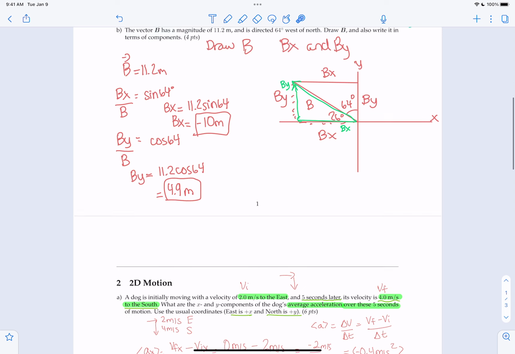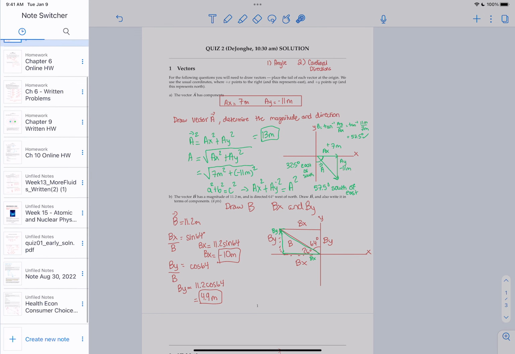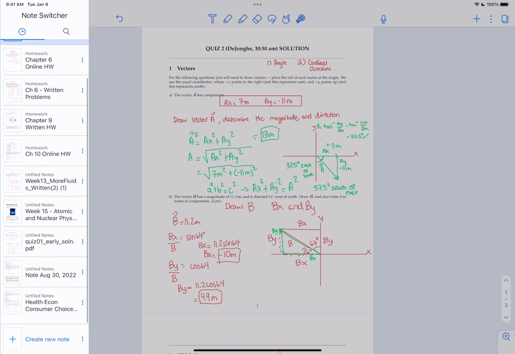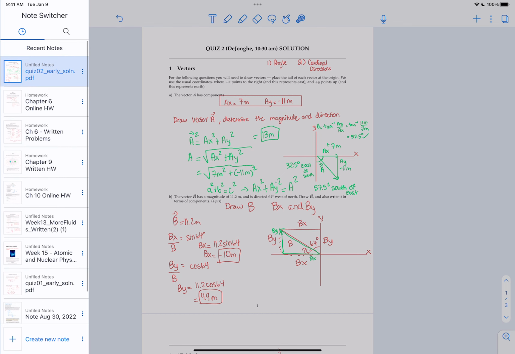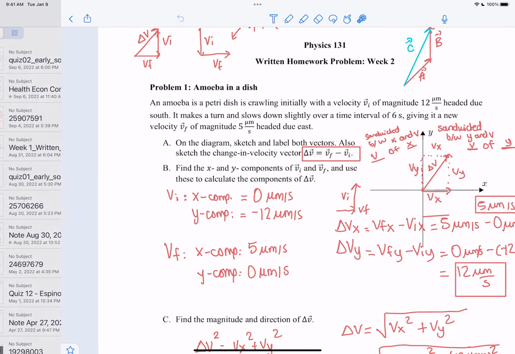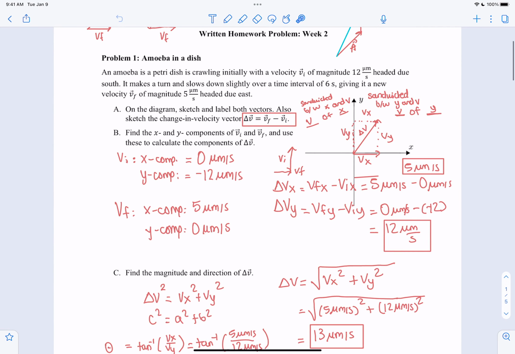The written homework? Yep, one second here. Let me pull that up. Written homework. Let me see if I can find it here. No, that's not it. I think this is the one. Yeah, this one, right?